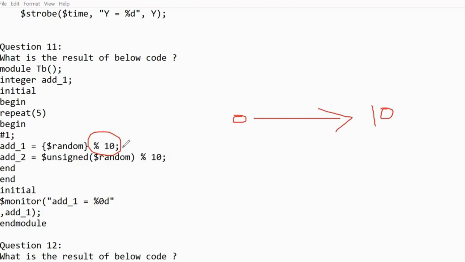Okay, so in the first case, it is signed. Signed means both positive and negative actually. But here 0 to 10 means we don't have positive and negative, right? So it is signed, and unsigned means only positive values. Here in this case, it will generate 0 to 10 unsigned value. Okay, did you get the idea now?